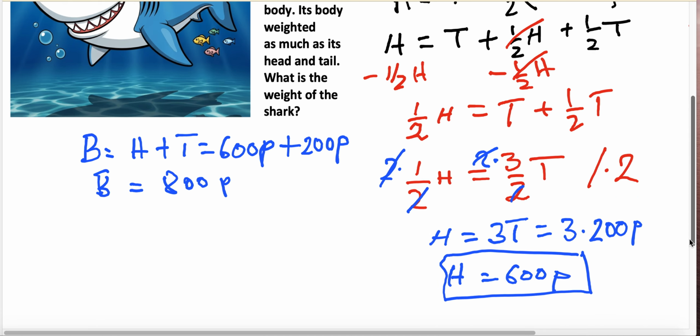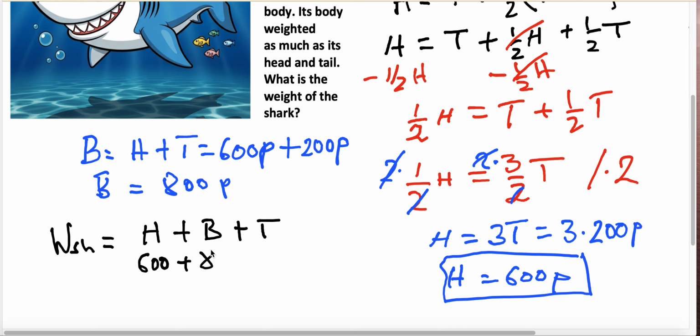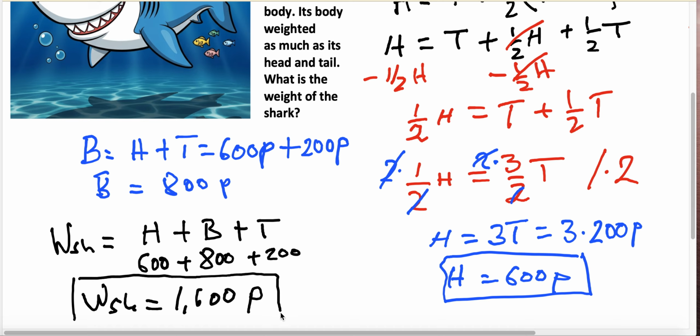But we need to find the weight of the shark. So the weight of the shark is going to be head plus body plus tail, which is head 600 plus 800 plus 200, which is, if we are calculating everything, 8 plus 2 is 10, plus 6 is 16. It means 1,600 pounds. The whole weight of the shark is equal to 1,600 pounds.